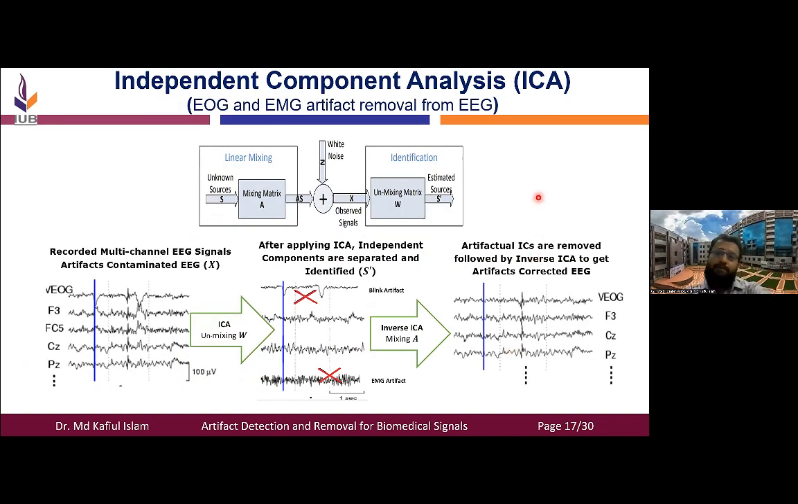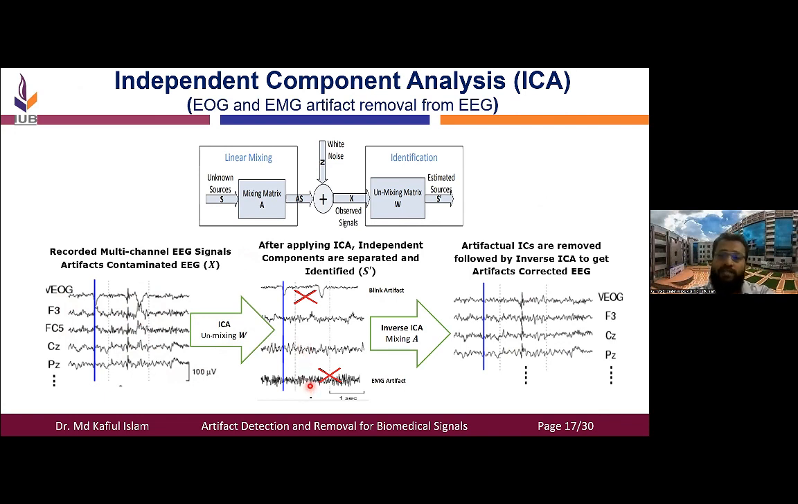Then we have an application of independent component analysis, or ICA. It is the most popularly used artifact removal technique for EEG, and it requires multiple channel recording at the same time. It cannot work on a single channel. So let's say that it is a multiple EEG recording from different channels, and then after applying ICA, it decomposes the signals into different independent components.